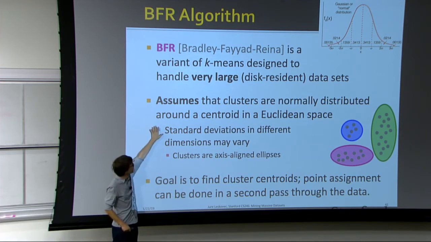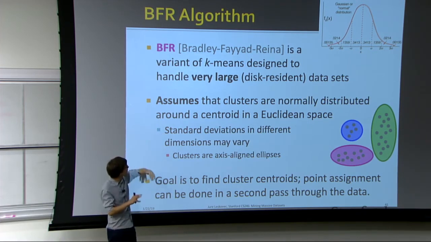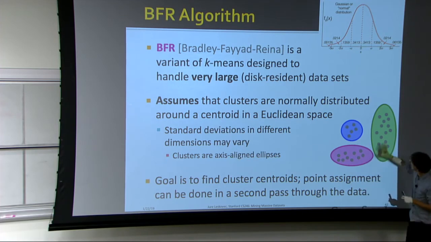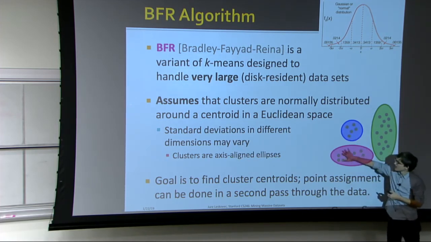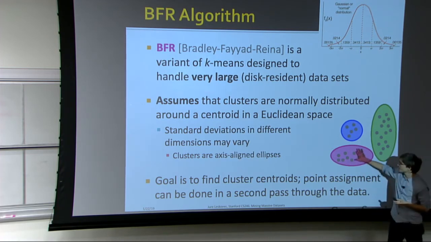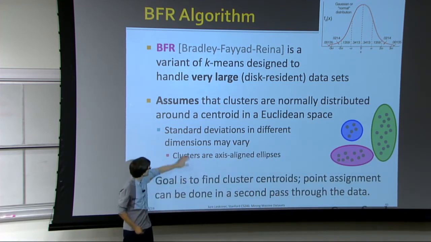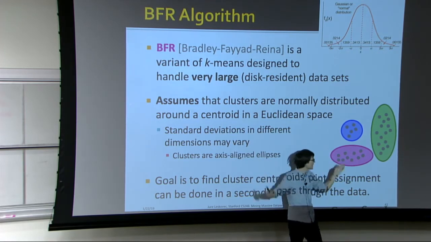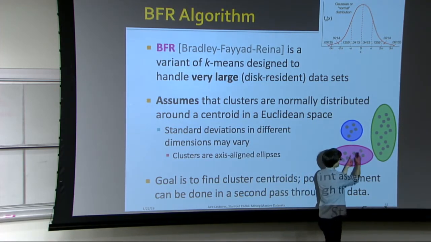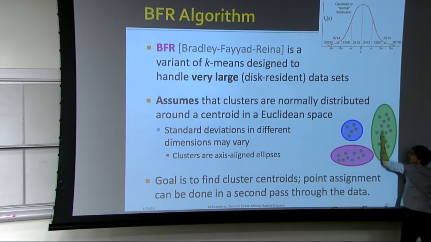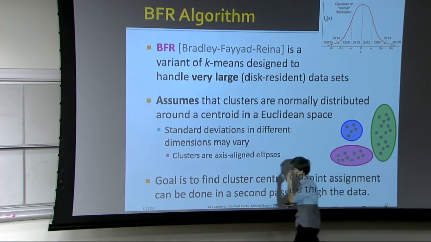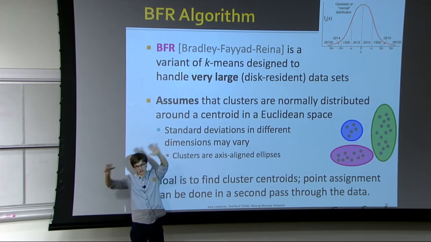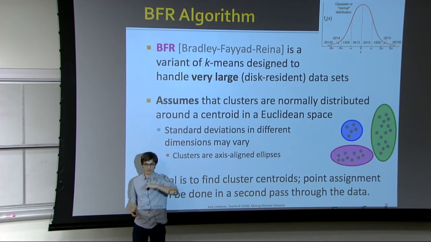What this method will do is make an assumption that clusters are normally distributed around a particular centroid in Euclidean space. So we'll assume that our clusters are either circular or axis-aligned ellipses. Okay, and I'll explain why. This means that we will assume every cluster is characterized by its centroid plus the standard deviation or variance in each of the dimensions. So here the variance is bigger than in that direction. In this cluster, variance along this dimension is bigger than variance in that dimension, okay? And as I said, clusters are axis aligned. So I cannot have a diagonal cucumber. Cucumbers are either this way or that way, okay?